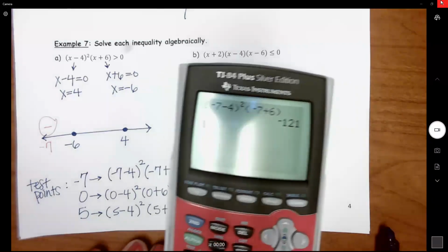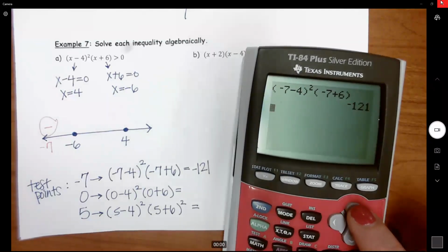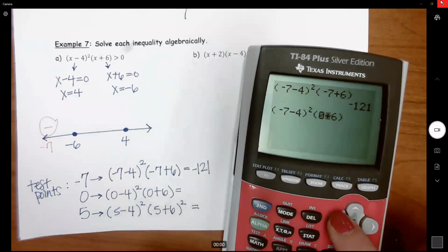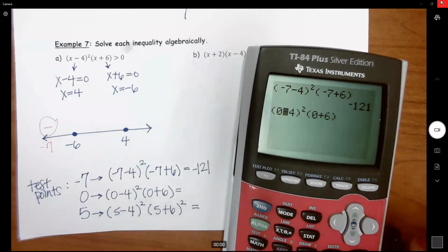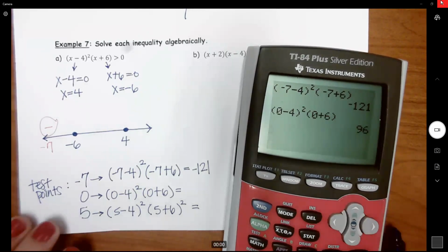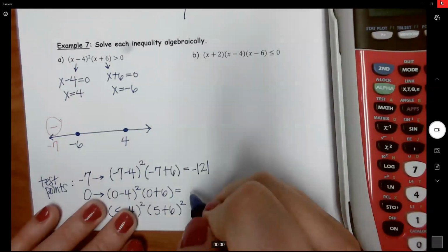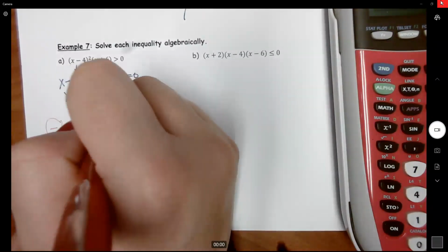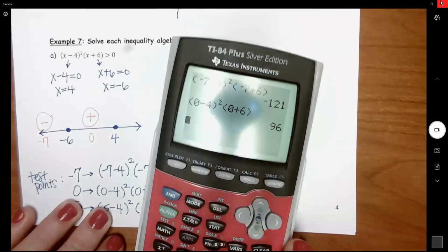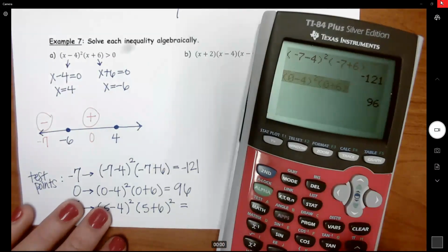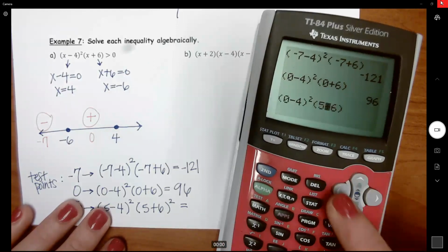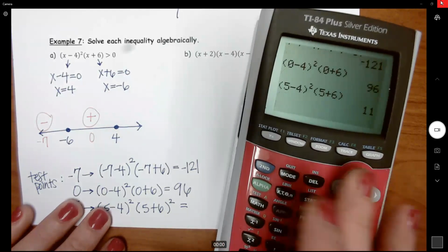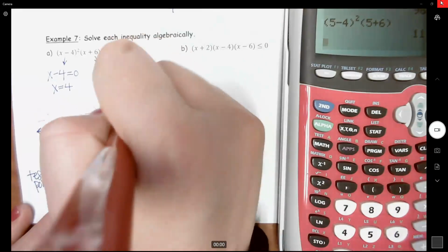Once you put that in your calculator, arrow up, hit enter, and just edit it. So it's 0 and 0. We get 96. So my test point of 0 is positive. And then we'll change these to 5. Which is 11. We get positive here.